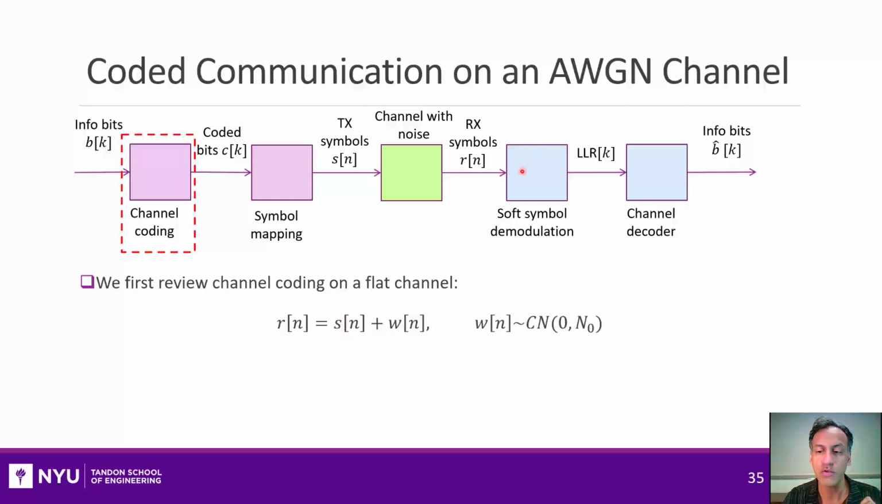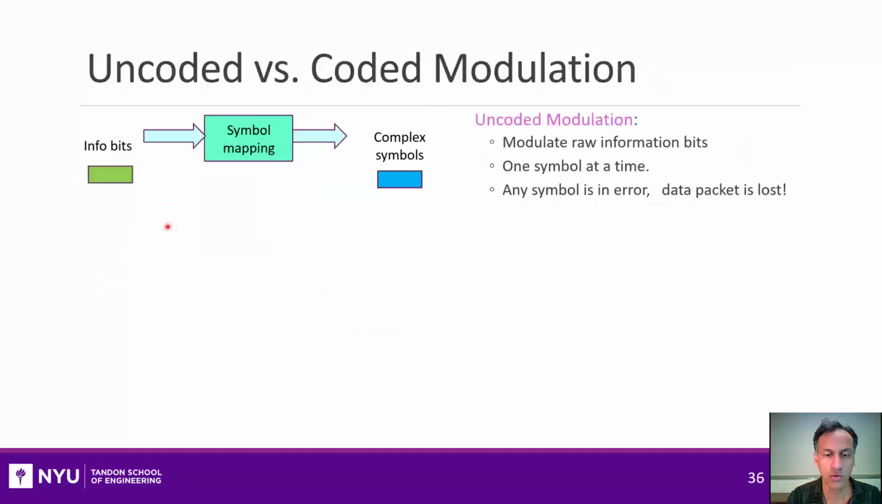Then you do what's called soft symbol demodulation. It's like detection, but you're coming up with not a fixed decision on each symbol, but just a probability embedded in something called log likelihood ratios, and then you give that to the decoder. You've probably already seen this, but if you haven't, I'm going to walk you through a really fast summary of each of these blocks, and let's start with the block for channel coding.